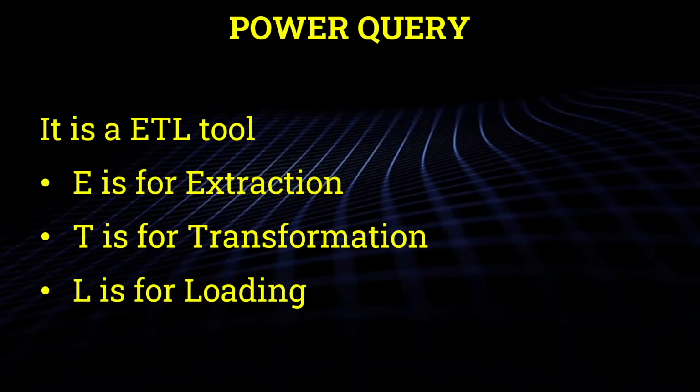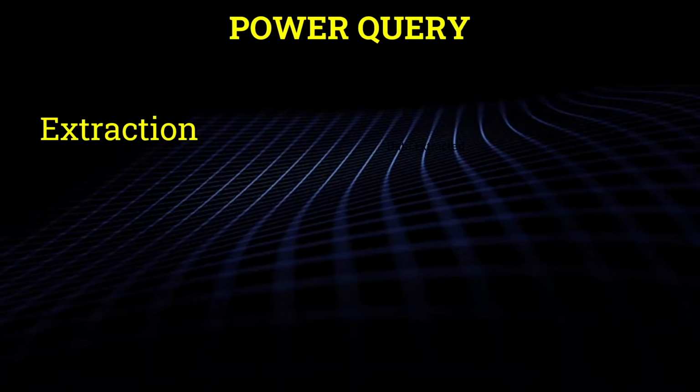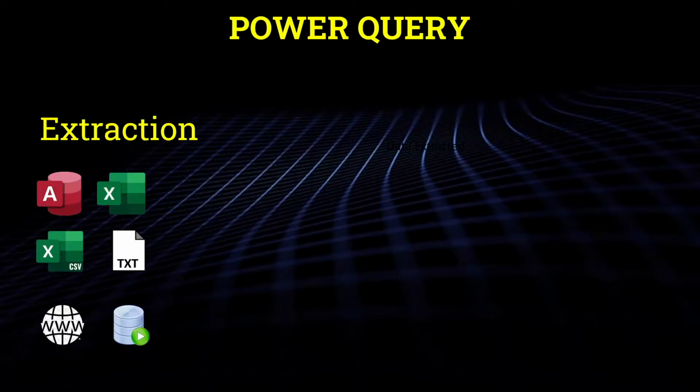What is extraction? In extraction, we have different database sources. You can see we can have data coming from an Access database. It can even be an Excel workbook. We can get the data from a CSV file, a text file, a web page, or any other database source like SQL Server, and much more. There are many data sources which can be used here for the data that we want to analyze. So in the extraction step, we will be extracting the data from these databases.